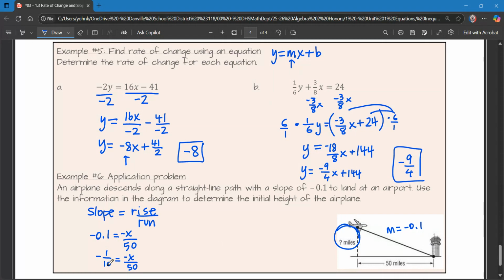Now, this is a proportion solved by cross multiplying. You can think of it as just multiply both sides by 50. Multiply both sides by 50. So that gives us negative 50 over 10 equals negative x. So that's negative 5 equals negative x. Divide both sides by negative 1, and you get x is 5 miles. So he is 5 miles up in the air if his rate of change is negative.